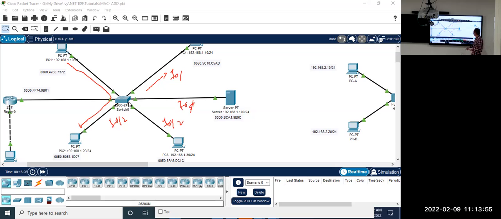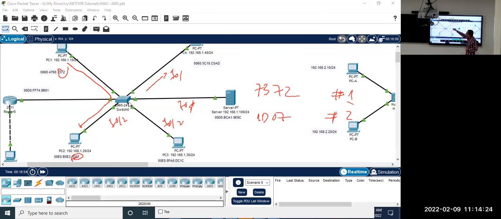It knows because it maintains the MAC address table, which matches the MAC address and the port number. So we can look here at the MAC address table of the switch. To make it short, I just take the last digits here. 7372 matches with port number 1, and 1D07 matches with port number 2 here.